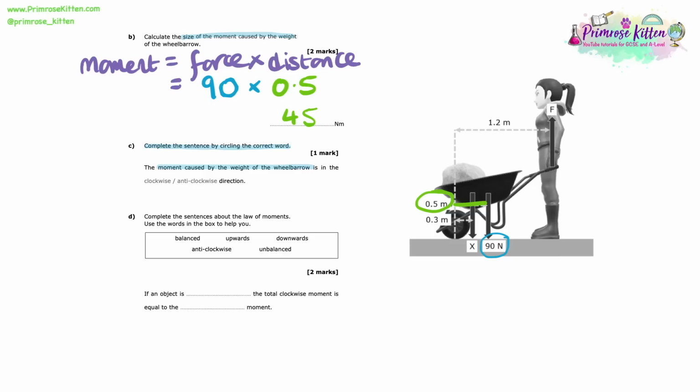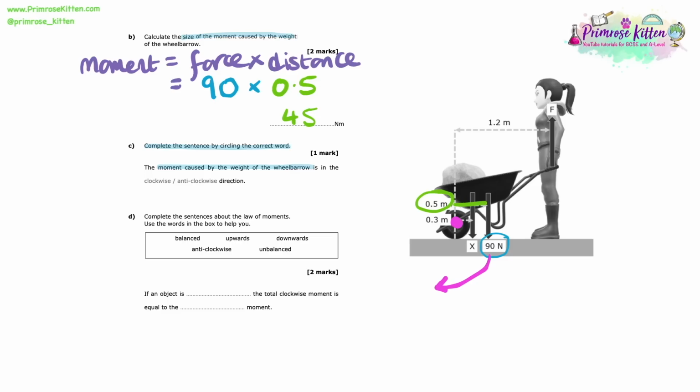So now we need to complete the sentence by circling the correct word. We need to say what the direction of that moment is. So the moment caused by the weight of the wheelbarrow is... And if you imagine here that the wheel is the pivot in this example, that 90 newton force is going to push down and it's going to end up making the wheelbarrow turn in a clockwise direction.